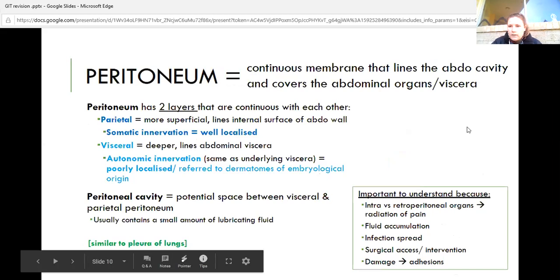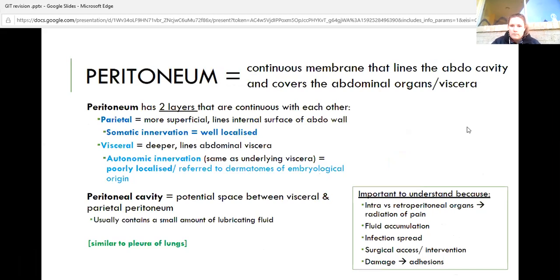All right, then we go on to the peritoneum. It's a continuous membrane that lines the abdominal cavity and also covers the organs and viscera. So very similar to the pleura of the lungs, ultimately. There are 2 layers continuous with each other.